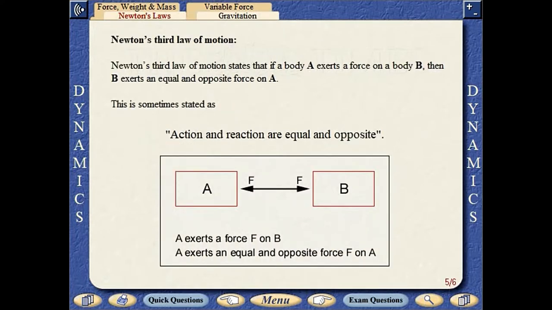Newton's third law of motion states that if a body A exerts a force on a body B, then B exerts an equal and opposite force on A. This is sometimes stated as action and reaction are equal and opposite.